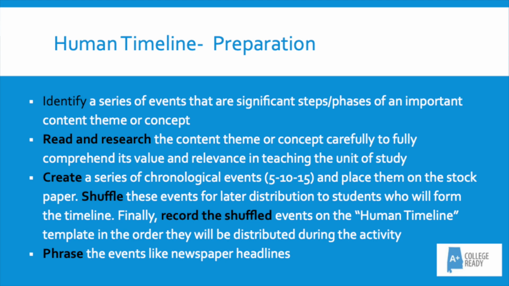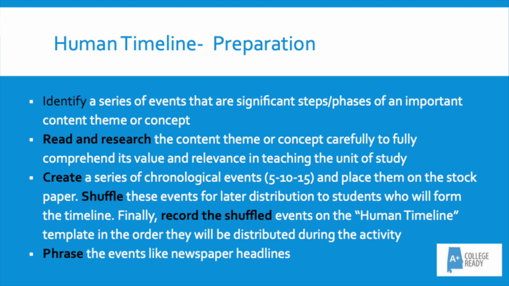How do you prepare as an educator for the human timeline? The first thing you must do is identify what events you want to focus on as it relates to the concept or theme. Why are those steps so important? Then once you identify what you want to talk about, you've got to read and research. You can use the information that you're currently teaching. You can pull out secondary resources, but you must read and research so you can know how things are placed in order.